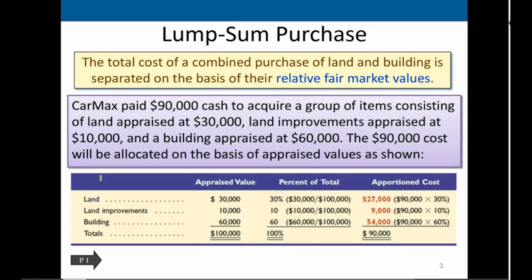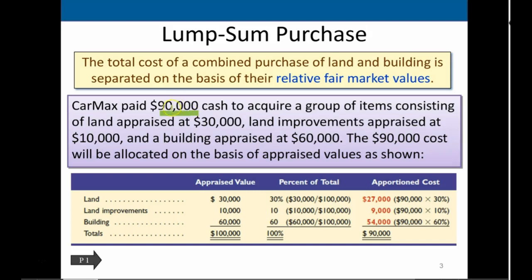So for example, CarMax paid $90,000 cash to acquire a group of items consisting of land appraised at $30,000. So when we pay for it, we paid $90,000, and it has land involved in it and a building and some other items. And notice when we buy land and a building, it's not going to say in the purchase price, this is how much you bought the land for and this is how much you bought the building for. We could have an appraisal in order to figure that out, is one way that we can do this. The appraisal may not tie out to the purchase price exactly every time.